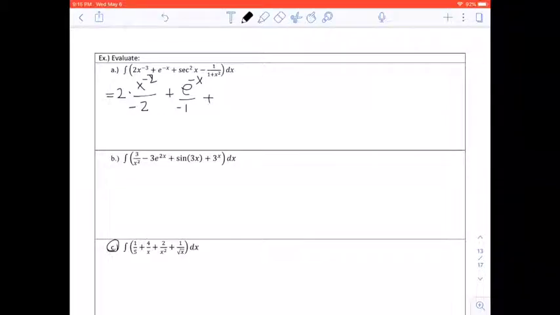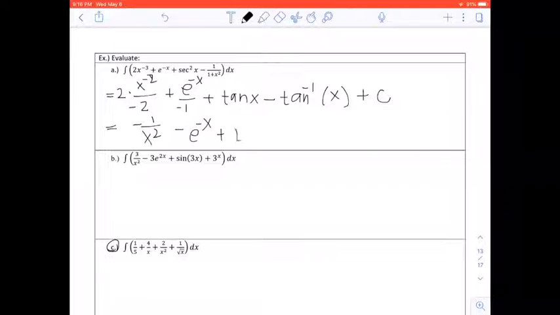plus the antiderivative of secant squared is just tangent of x minus, and then looking at your formula sheet, 1 over 1 plus x squared is equal to tangent inverse of x. And then again, since this is an indefinite integral, we are going to add that plus c. From here, see if you can clean this up. We should end up with the negative 1 over x squared minus e to the negative x plus tangent of x minus the inverse of tangent of x plus c. And that would be your final answer.